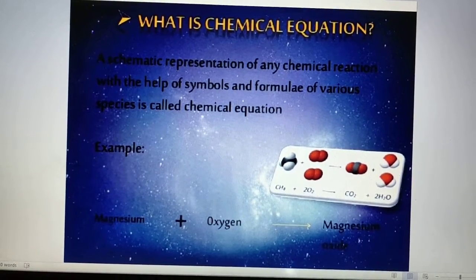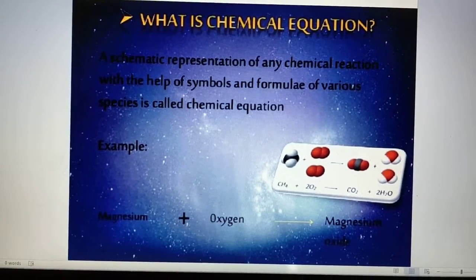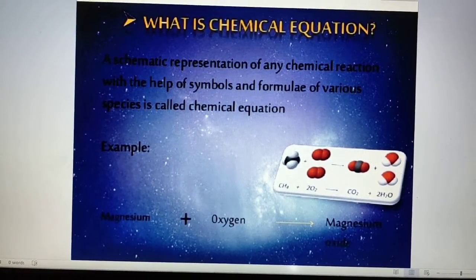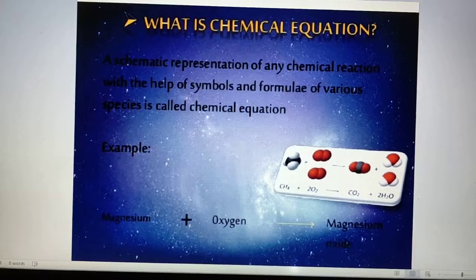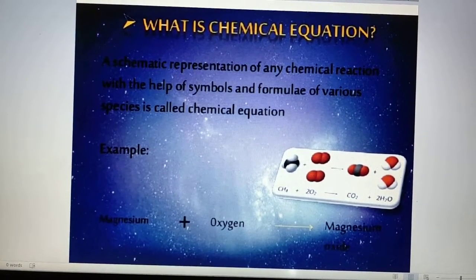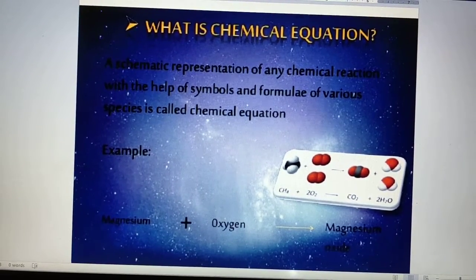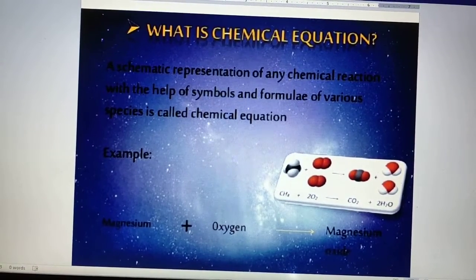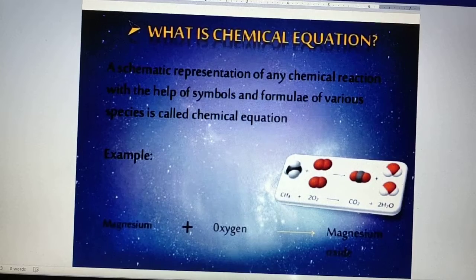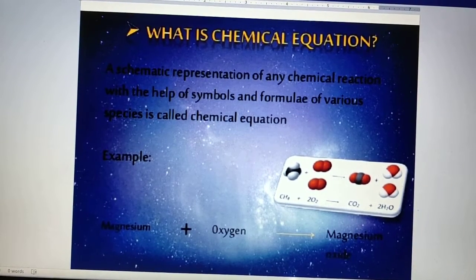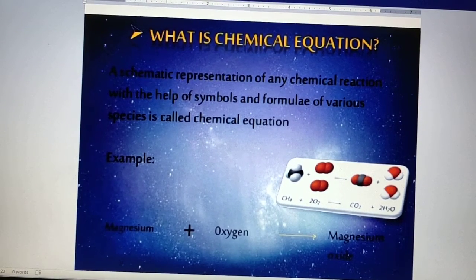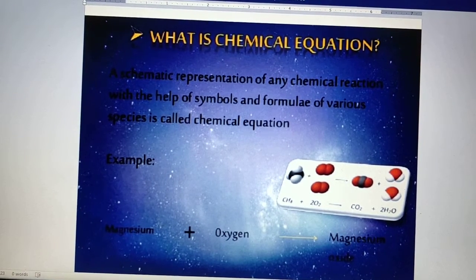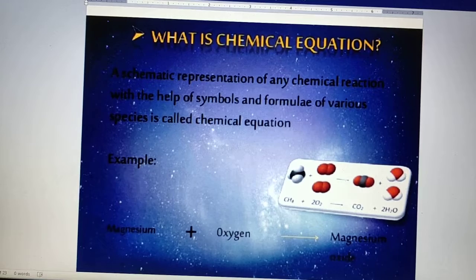What is chemical equation? It is a representation of chemical reaction in terms of symbols, molecular formulas, moles, state, etc. A representation of any chemical reaction with the help of symbols and formula of various species is called chemical equation. Example, magnesium plus oxygen become magnesium oxide. You can see this example in the slide.